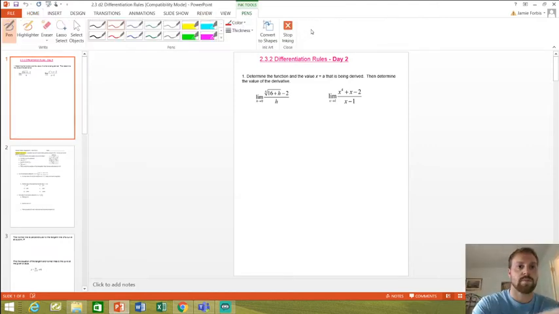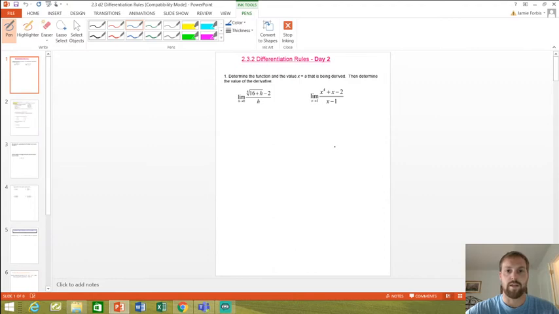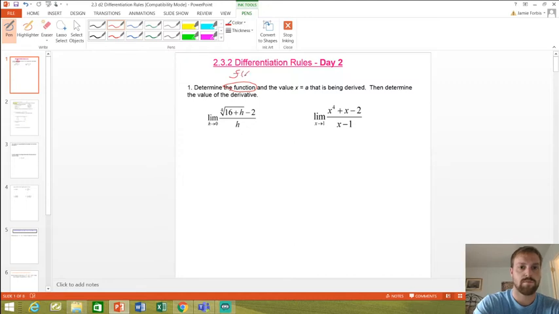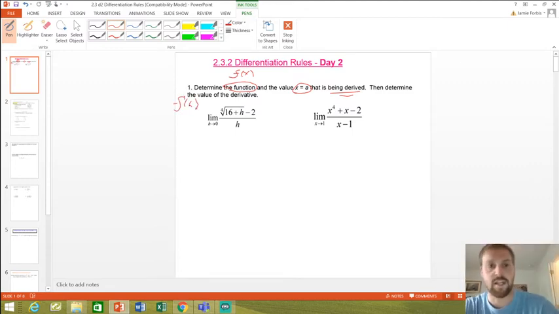I like this problem. This is a common multiple choice question on your final exam. So let's see if we can get it. All right. It says determine the function, which is f of x, and the value x equals a that is being derived. Then determine the value of the derivative. So then it wants us to find f prime of a. So we got to find a lot of stuff in this problem.